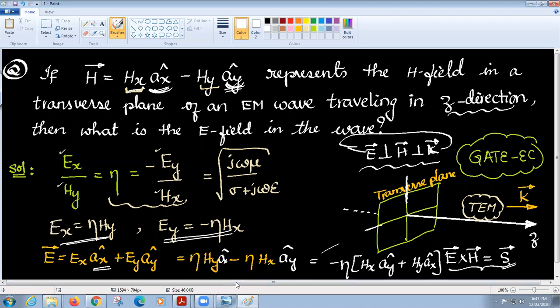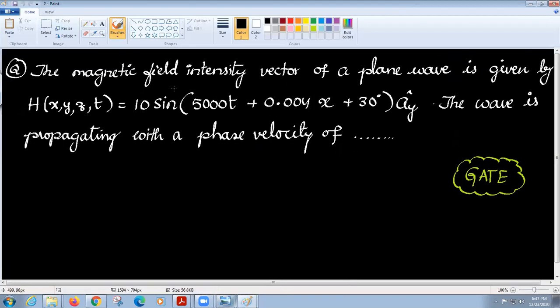so this is one, and I'll take one more. Another question asked in GATE. This is a direct question. There is no twist, nothing in this question. This is straightforward. The magnetic field intensity vector of a plane wave is given by, okay, H is varying both in space as well as time. So H of x, y, z, t is 10 sine, of course, you have this 5000 t, so omega is given to you. And this is like beta. Okay, so the wave is traveling along the negative x-axis, or the wave is propagating in space along the negative x-axis. So the given wave equation is a one-dimensional wave equation.